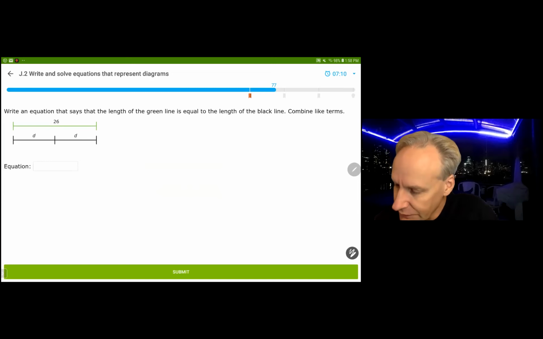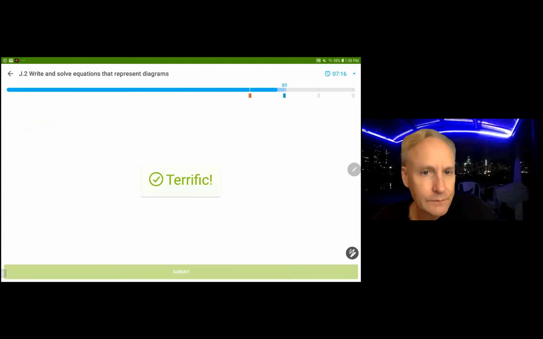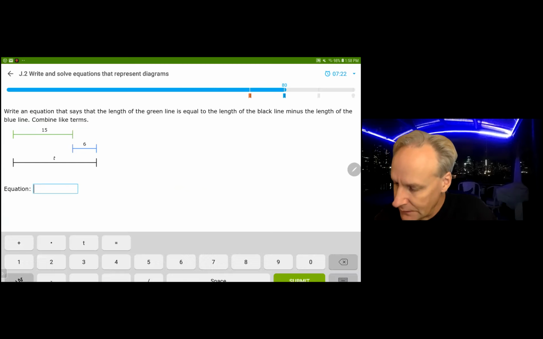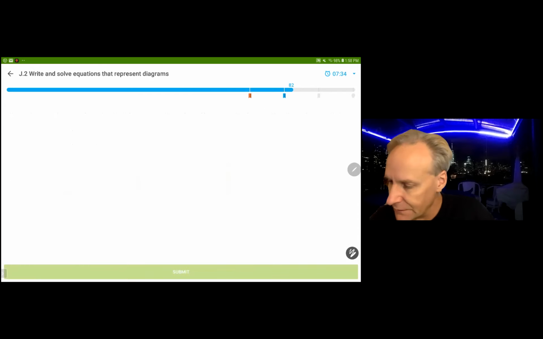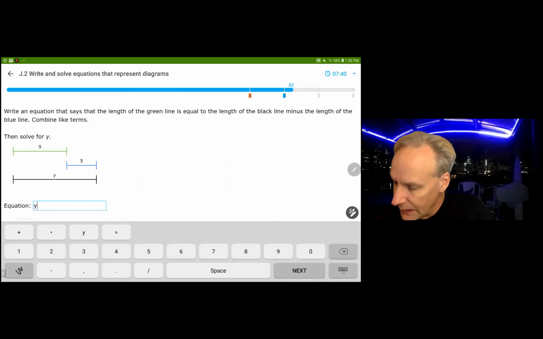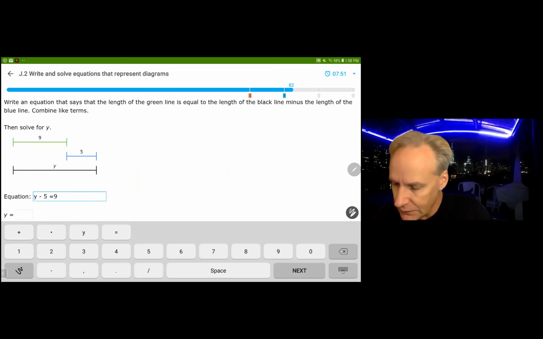In this one, 2d equals 26. In this one, t minus 6 equals 15. Notice I put the spaces in. Don't forget the spaces. Y minus 5 equals 9. And they ask me y minus 5 equals 9. And they want you to solve it too.